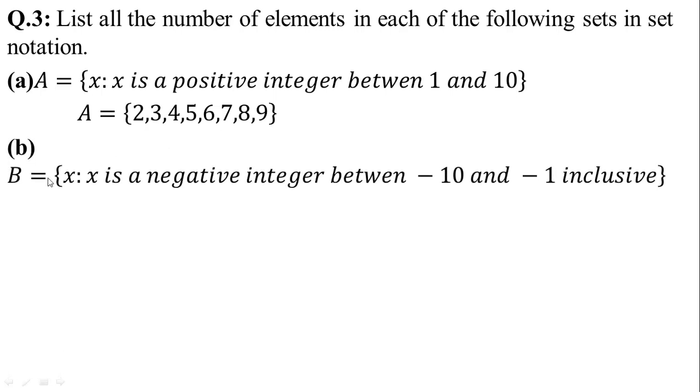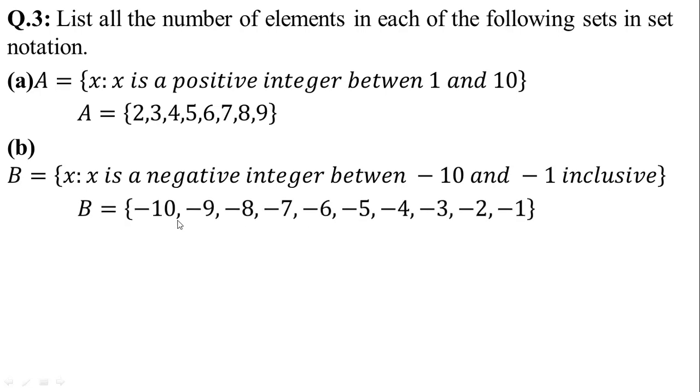Now in the second part, part b, B is equal to {x : x is a negative integer between -10 and -1 inclusive}. First of all, we can see that every negative number is greater than the previous number. For example, -10 is a smaller number as compared to -9. Similarly, -9 is smaller as compared to -8, and so on. So we start the numbers from -10. So B is equal to {-10, -9, -8, -7, -6, -5, -4, -3, -2, -1}. We include -10 and -1 because these numbers are inclusive.